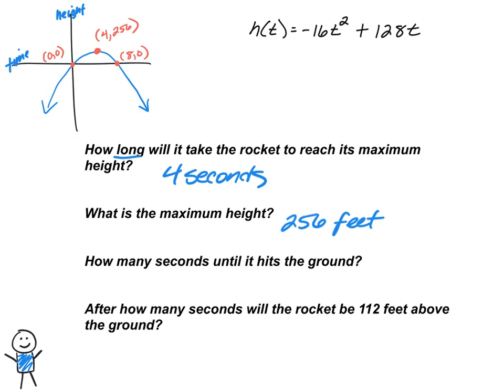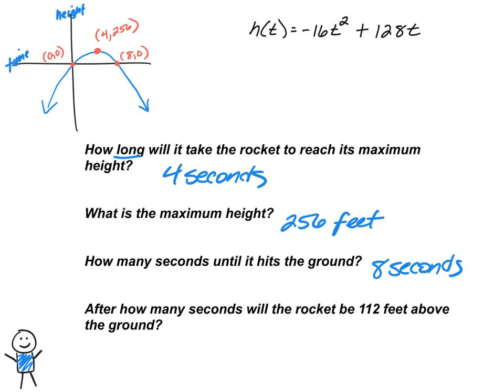Next question says, how many seconds until it hits the ground? So try to visualize this rocket being shot up in the air and then making its way to the ground. How many seconds, remember, is on the x-axis for time. So the x value of that point where it hits the ground is 8. So it took it 8 seconds to hit the ground.